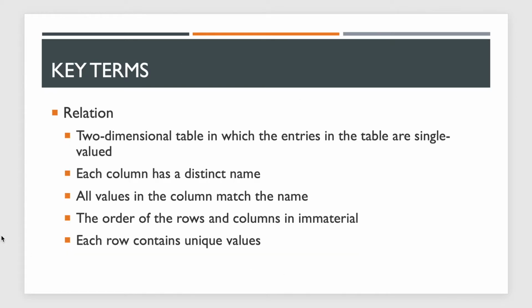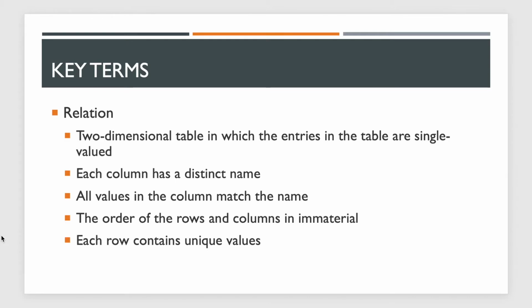So a relation or a table is a two-dimensional table in which the entries in the table are single valued. We don't have any repeating groups. We'll talk about that more later. Each column has a distinct name. All the values in that column match the name. So we don't put the customer's address under the customer name.